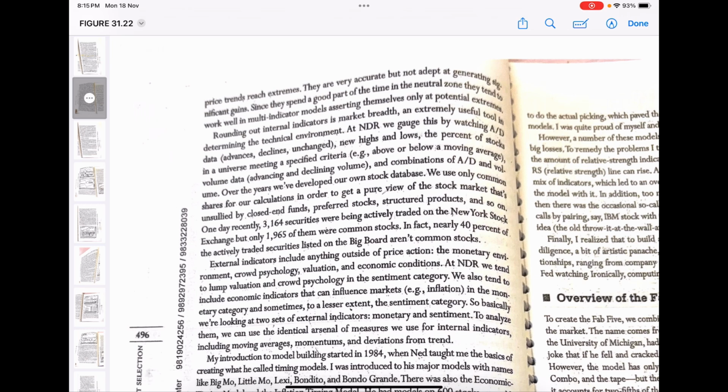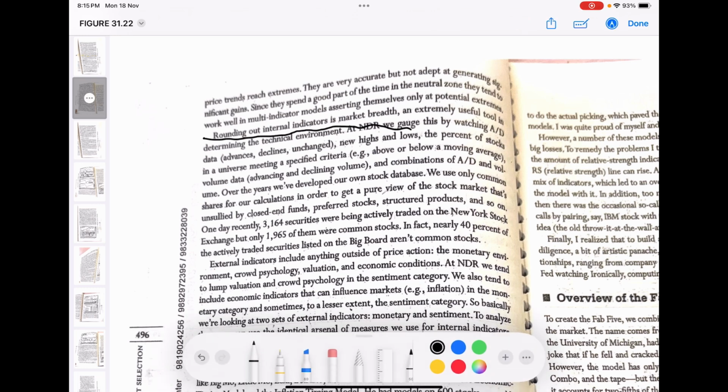Rounding out internal indicators is market breadth, an extremely useful tool in determining the technical environment. At NDR, we gauge this by watching the AD data, advances, declines, and unchanged, new highs and new lows, percentage of stocks in a universe meeting a specified criteria, above or below the moving average, volume data, combinations of AD, and so on. So, what does the rounding out of internal indicators mean? It means that we are talking about the market breadth. Okay, we know what market breadth is anyway.